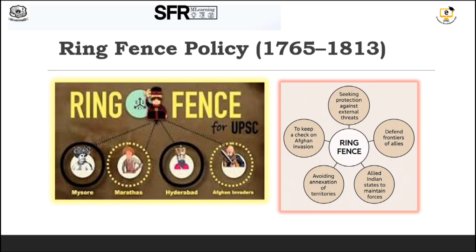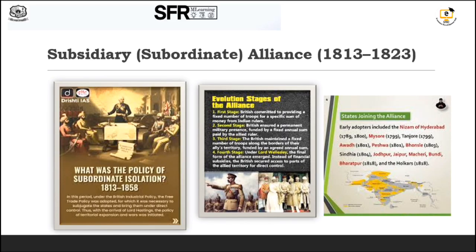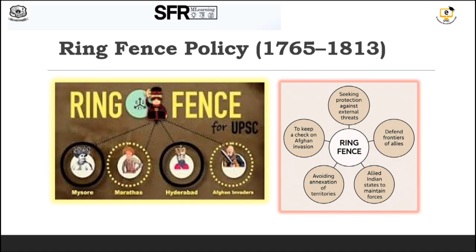Working of the policy: British troops were stationed and the cost of maintaining these forces was charged to their rulers. In case of failure to pay, territories were taken over by the British. The impact of this policy weakened Indian states financially and militarily. It increased British military presence and prepared the ground for more aggressive policies of expansion.